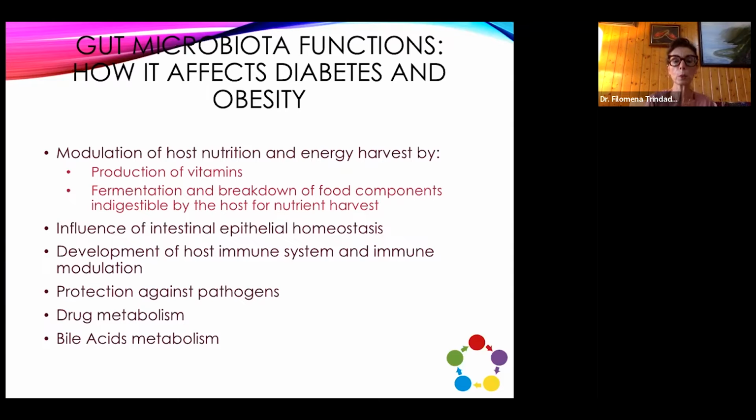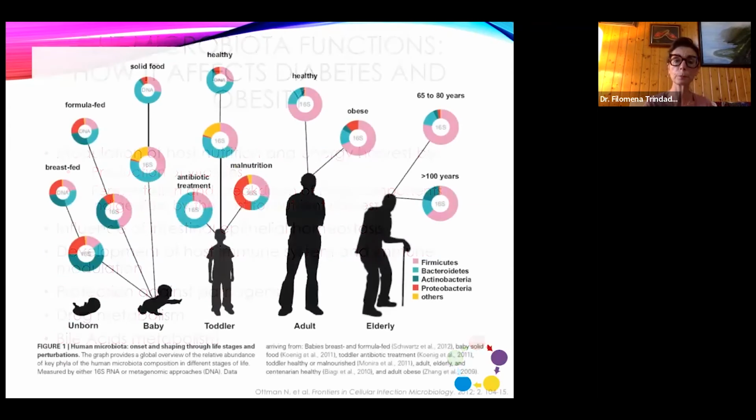It also has an influence on intestinal epithelial homeostasis. It's involved in development of the host immune system as well as immune modulation. It protects us against pathogens. It's also very involved in drug metabolism as well as bile acid metabolism. And in addition, it's also very involved in metabolism of hormones, and particularly estrogen, for instance.